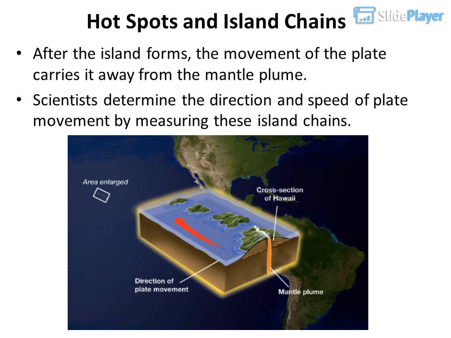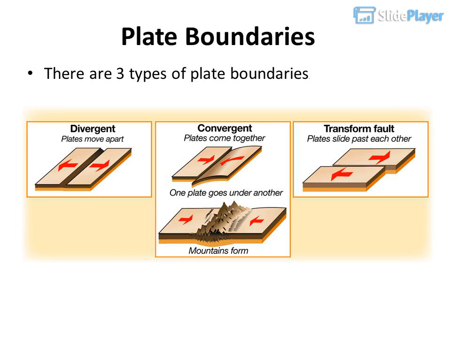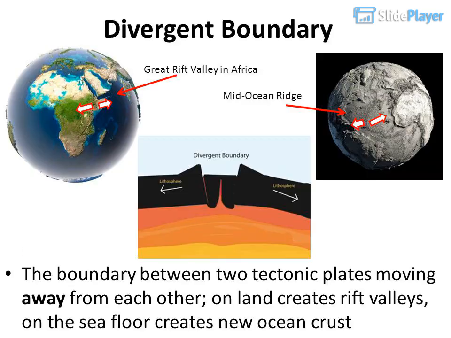Hot spots and island chains. After the island forms, the movement of the plate carries it away from the mantle plume. Scientists determine the direction and speed of plate movement by measuring these island chains. Plate boundaries. There are three types of plate boundaries. Divergent boundary. Great Rift Valley in Africa.